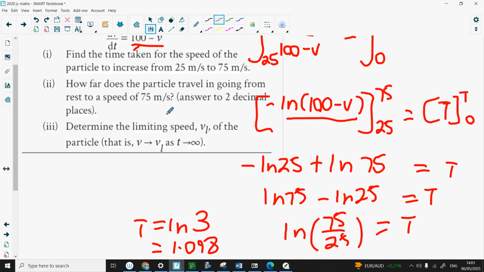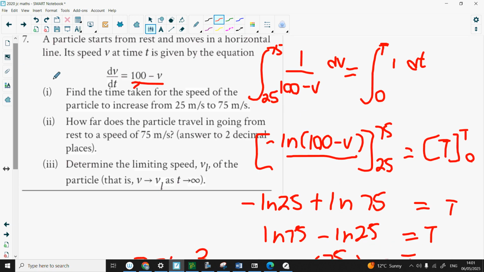Now, ds/dt. The question is how far from rest to 75. So I wanted to go from rest all the way up. There's sort of more than one way of doing this. I might show you the 2 different ways of doing it. Here's what we're thinking.